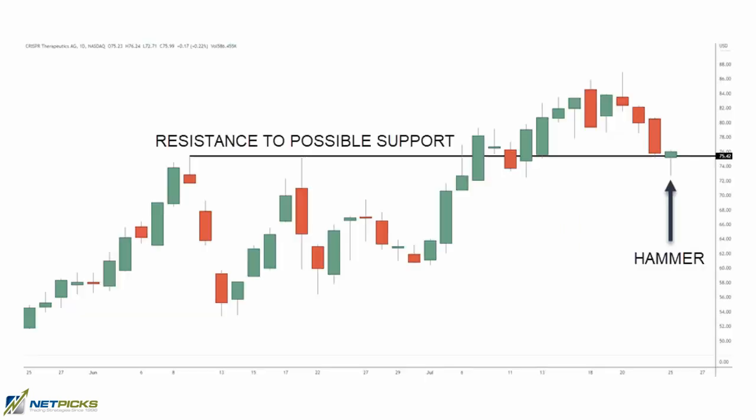So here we have a hammer forming at an area where price had to break through in the past. This is a resistance level turning to potential support because it could still fail. You would look to trade a break of the hammer, the high of it, stop loss goes below the low, and have some type of trading plan for profit taking.